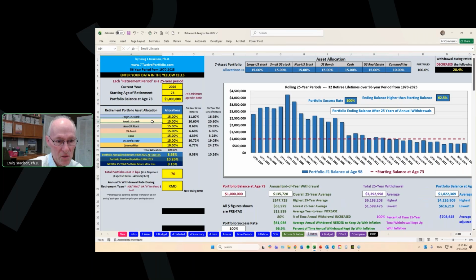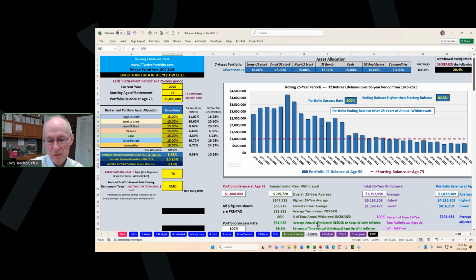We have large stock, small stock, non-US stock. That wasn't in the 4-asset tab. Bonds and cash, those were there. Real estate, that's new. Commodities, that's new. So you have more asset classes to reflect a more diversified portfolio.